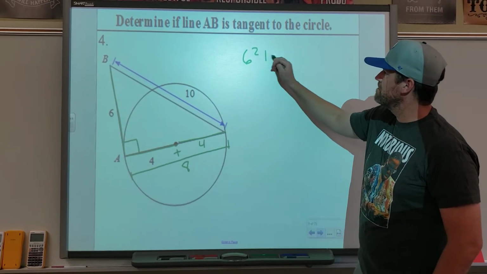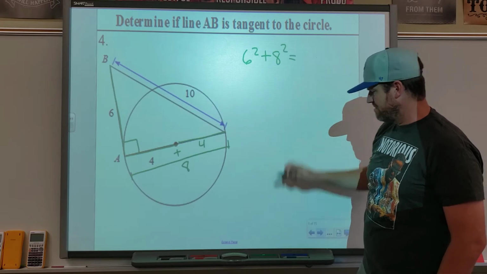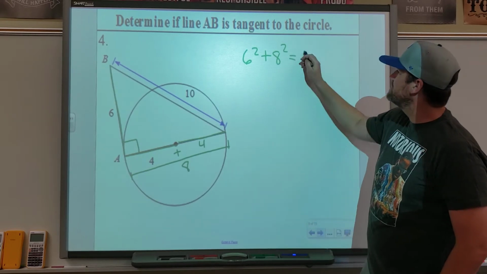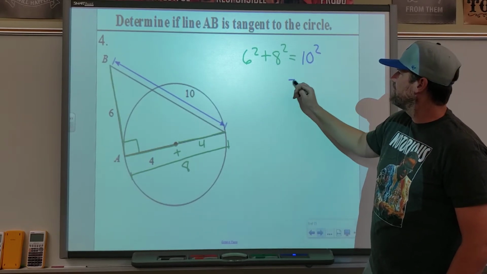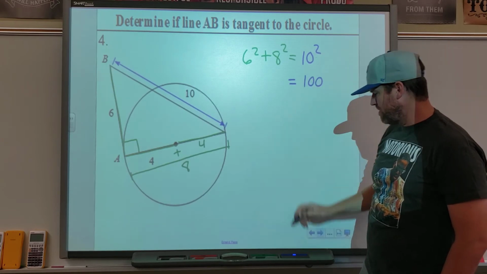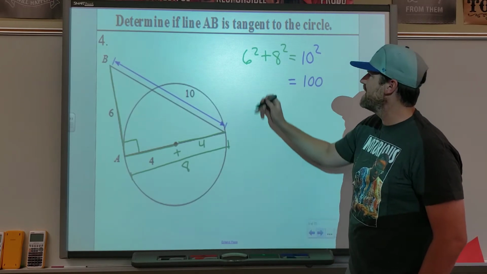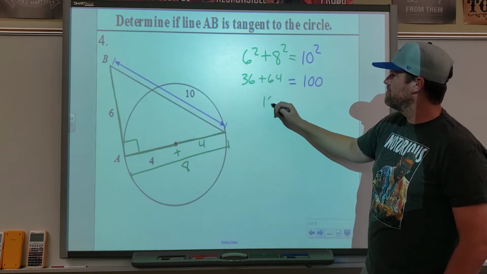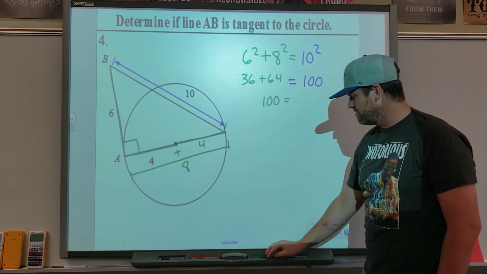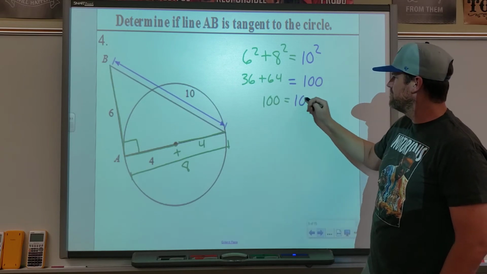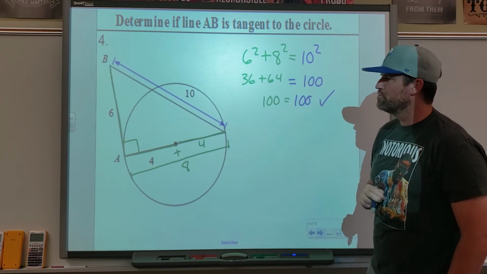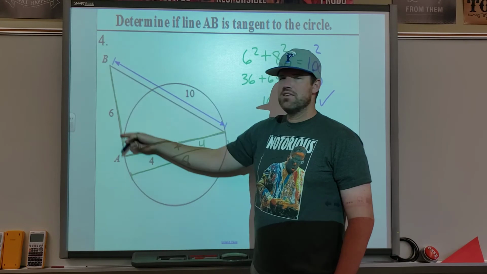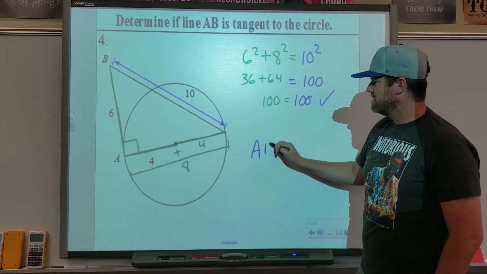So 6 squared plus 8 squared equals 10 squared. And if I calculate that, you probably recognize the 6, 8, 10. That's one of our more common right triangles. I end up getting 100 equals 100, which is true, which means that AB is tangent.